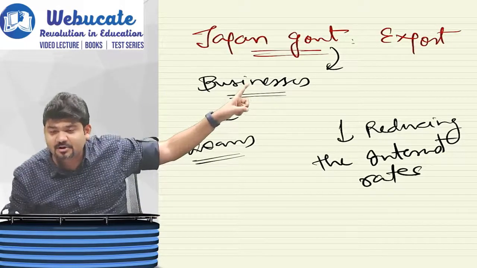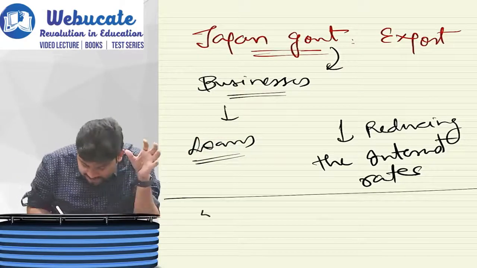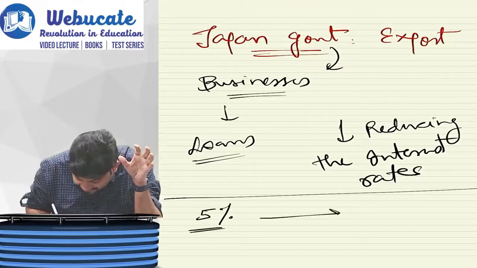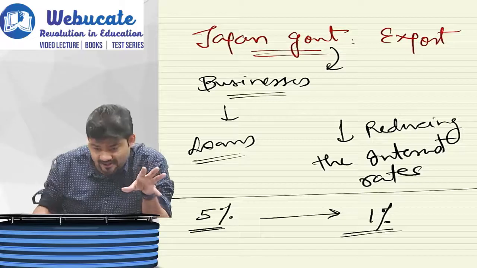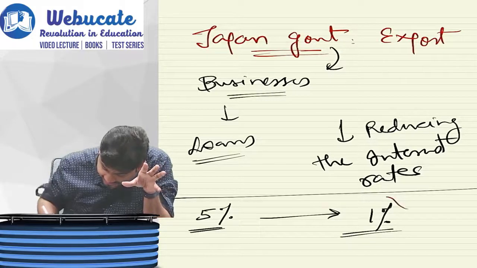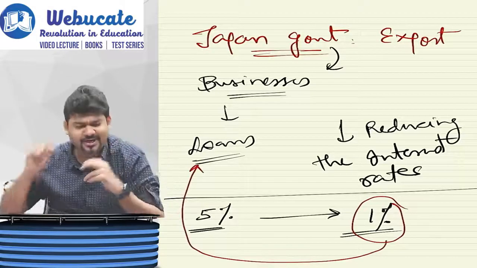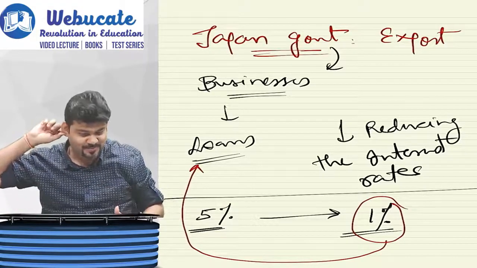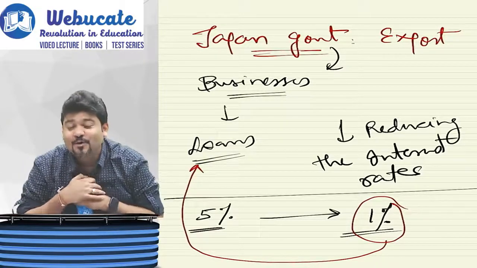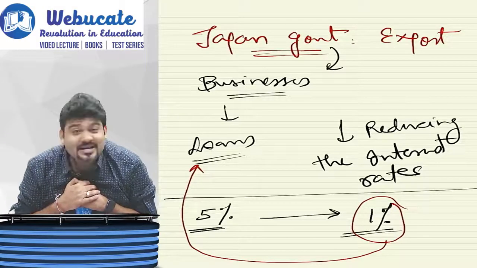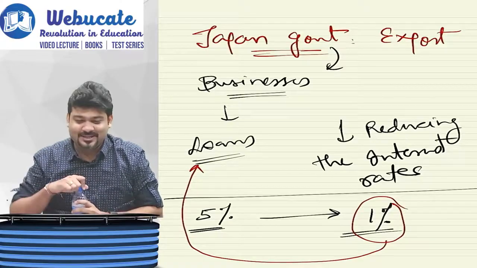So what did the Japanese government do? Reduce the interest rate. How much did they reduce? They almost reduced the interest rate from, say, 5% to 1%. Now tell me, if the rate of interest is lowered, will you take the loans or will you not take the loans? A logical question I'm asking you. The loans were available at 5%, but now the loans are available at 1% interest. Will you take the loan or not?